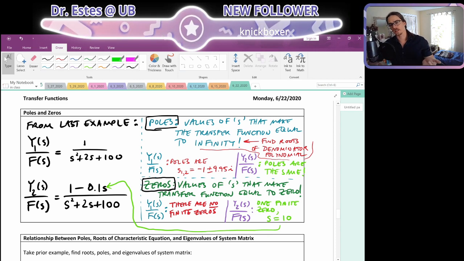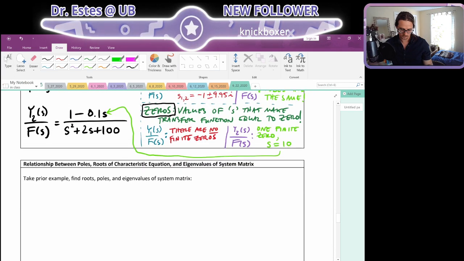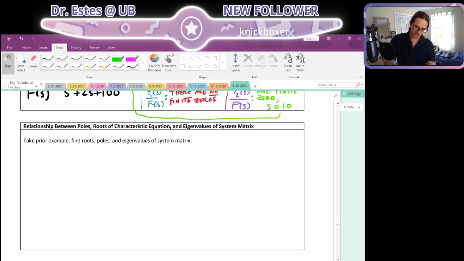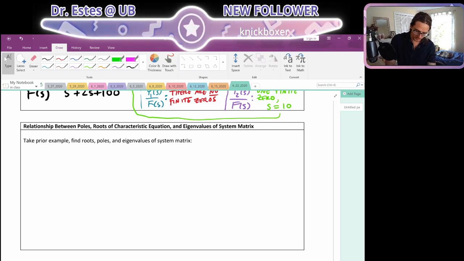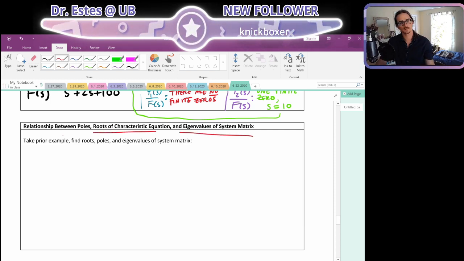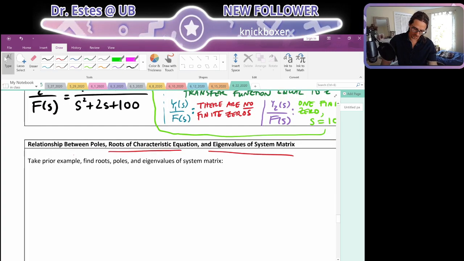Let's talk about the significance of poles for a second here, and then we're going to take a little break. It turns out poles are related, and you may have already seen this. They're related to a couple things we've done so far in the class.